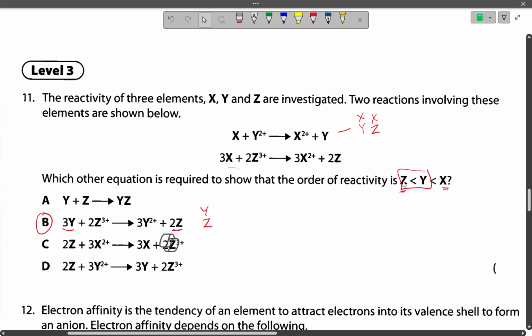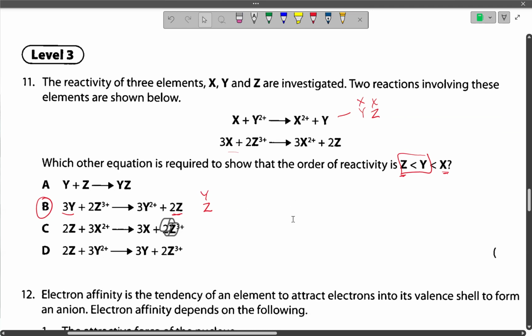If the question says that Z is more reactive than Y, then of course the answer is D, because Z displaces Y. Okay, but now it's B.